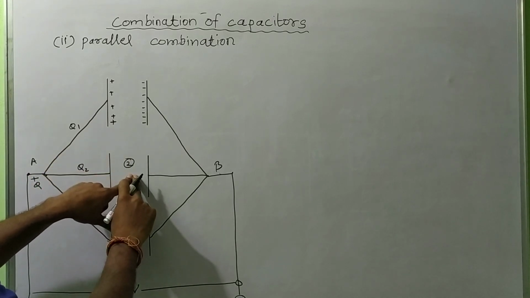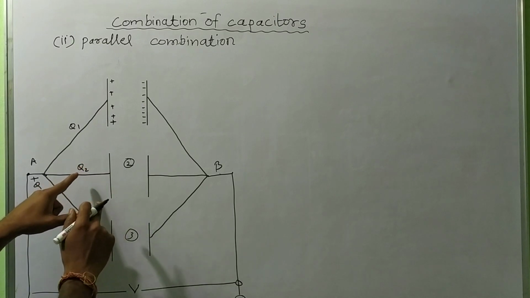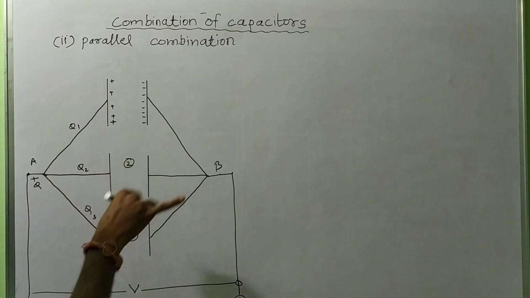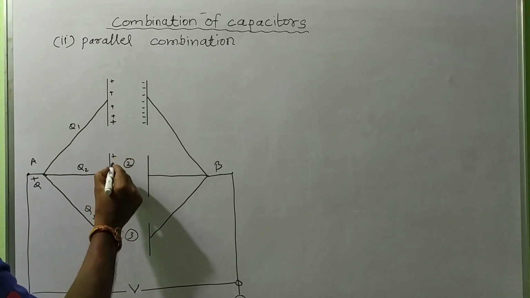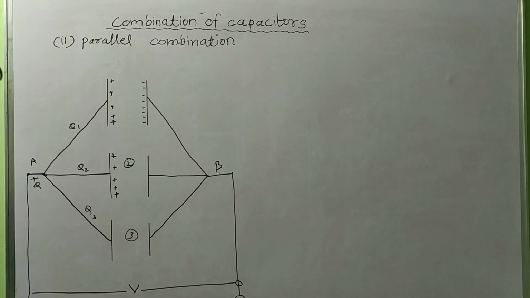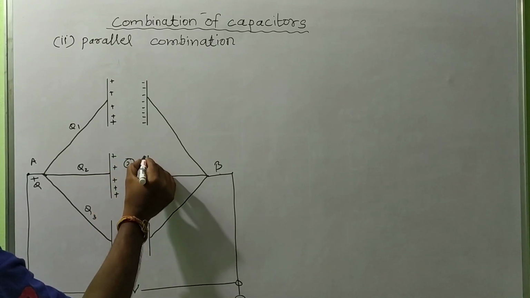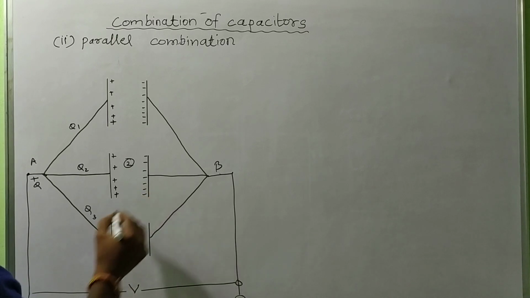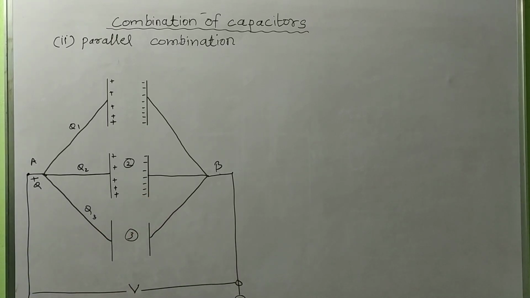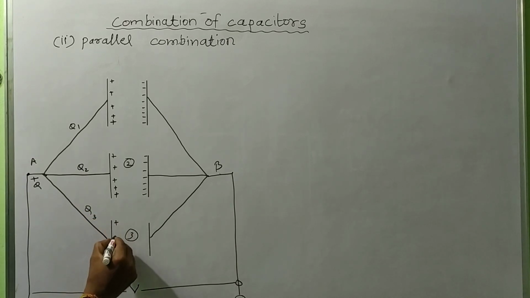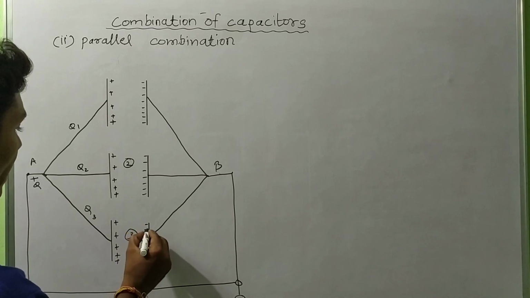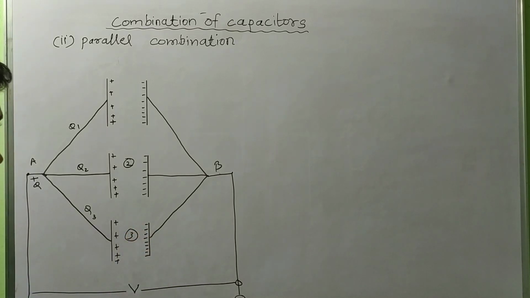Here plus Q2 charge is coming to the first plate of the second capacitor. This plus Q2 charge will be distributed over the surface, and on the inner surface positive charge will be there. By induction, negative charge will be induced here. And here Q3 charge is coming, so there will be positive charge on the inner surface of the third capacitor, and negative charge will be induced here.